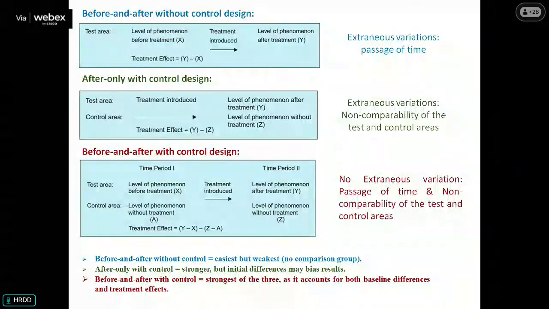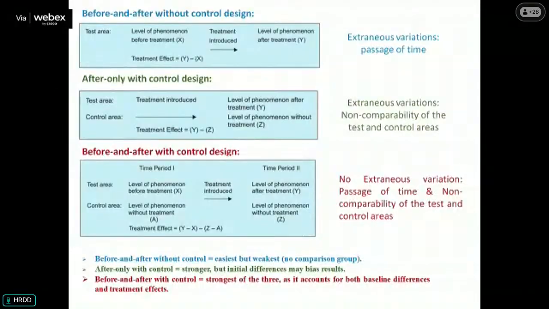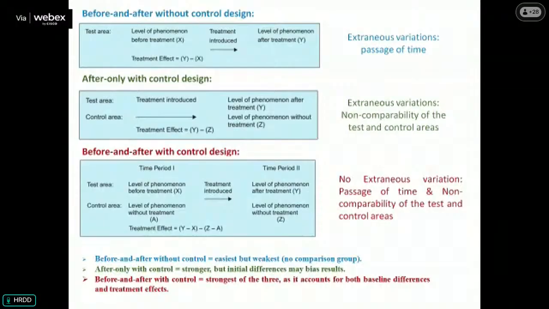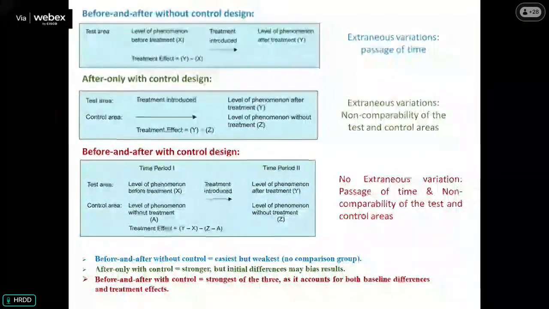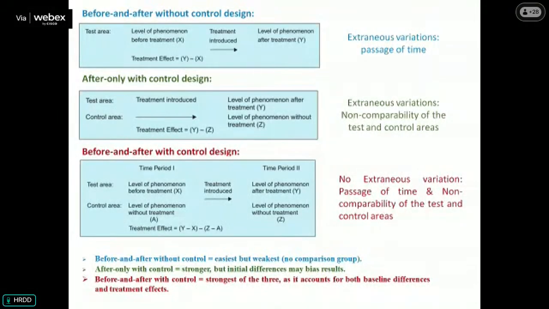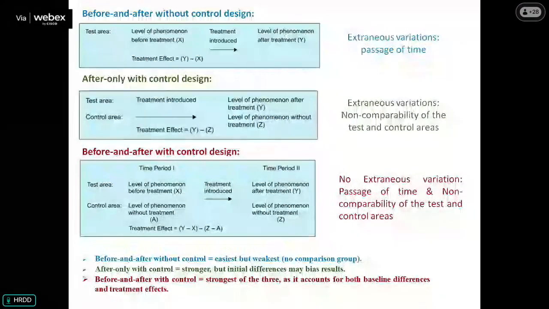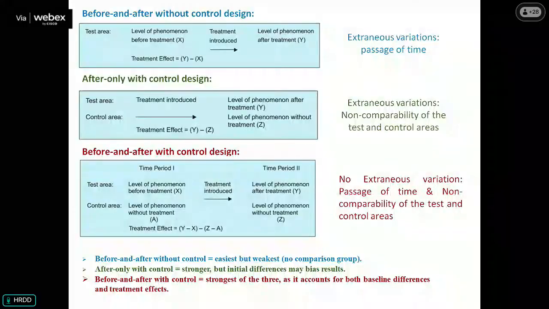So the relationship is the treatment effect, meaning fertilizer in the case of agriculture, and the crop output is the dependent variable. So the independent variable, the treatment effect, is related to the dependent variable in this fashion, y minus x, meaning after the treatment and before the treatment. This is the treatment effect. We establish the relationship, or the hypothesis testing is done, and you come out with the output. But that output is susceptible to extraneous variations like the passage of time, as control areas are not there.